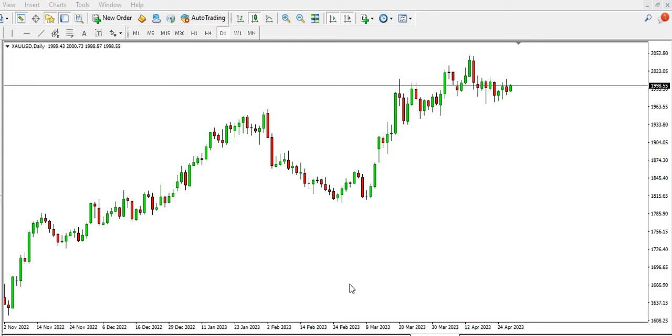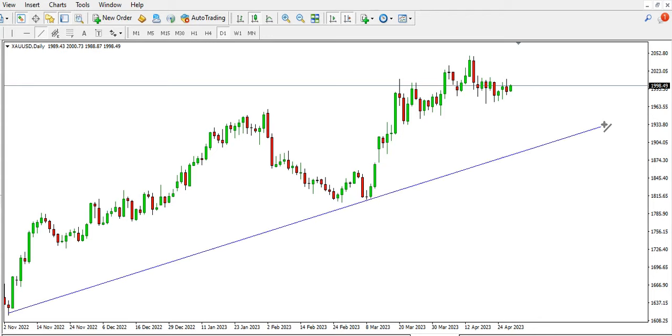Today being the 27th of April 2023. Now, the price of gold on the daily time frame is currently bullish. Our focus is to look at how we can take 10 pips, 20 pips, 5 pips from gold at this very moment. So on the daily time frame, we have the trend to be bullish.